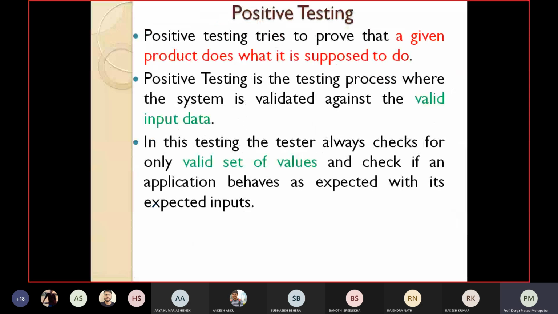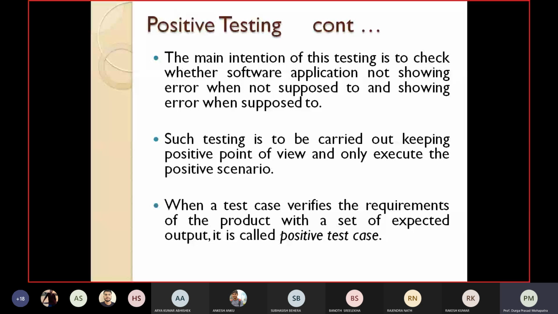Now, let's see what is the intention of this testing. The main intention of positive testing is to check whether the software application is not showing an error when not supposed to, and showing an error when supposed to. I'm saying again, we are testing with valid input test data. So what we will do, when you are giving some data outside the range, invalid data, then it should show some error message, and when you are giving valid data, it should not show an error message.